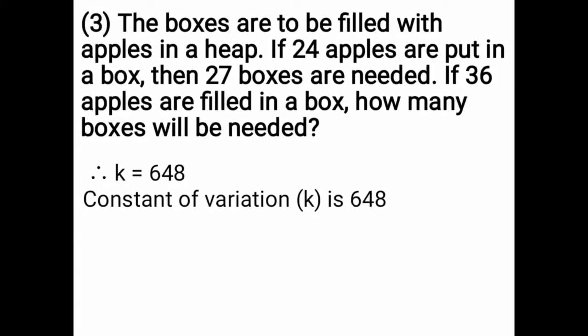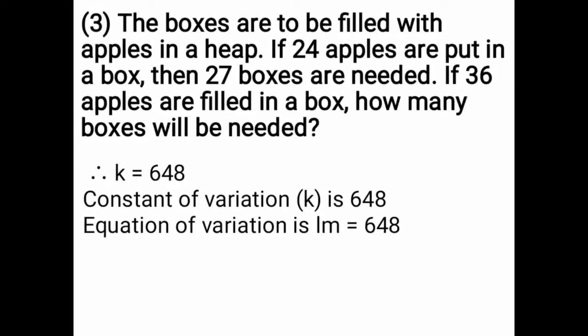Equation of variation is Lm is equal to 648. When you write the equation of variation in inverse variation, you have to substitute the value of k, which you got as the answer. You don't have to substitute the values of L and m.